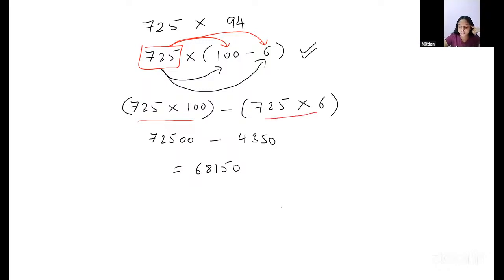Now just directly multiply them. 725 into 100 is 72500. 725 into 6 is 4350. Then subtract, because the minus sign is there in between. I will subtract 72500 minus 4350. The answer I will get is 68150. Okay, understood this method?